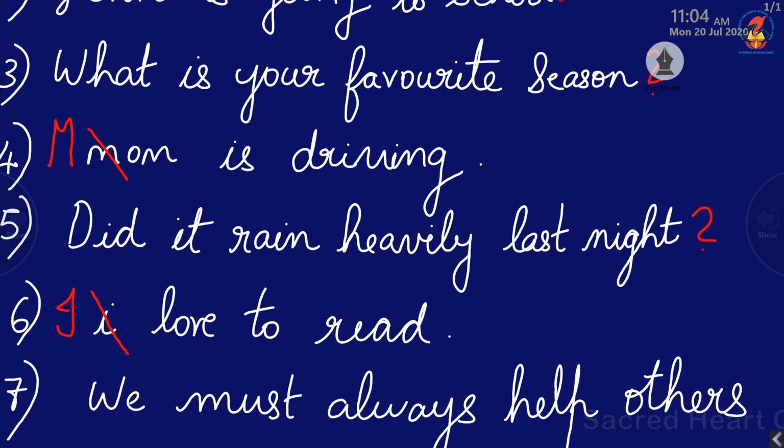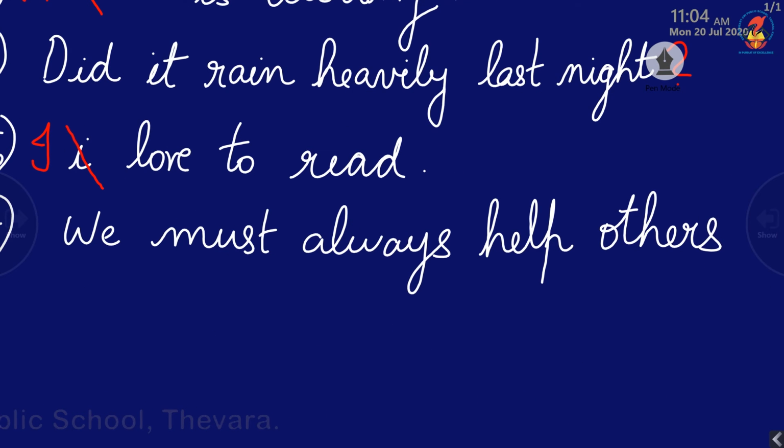Then next. We must always help others. What is wrong in that sentence? W is capital. What is wrong? No full stop. Okay, very good. So put a full stop at the end. Okay, I'll lift the page. We must always help others. It is not a question. There is no question mark here. It is a plain sentence. So put a full stop.